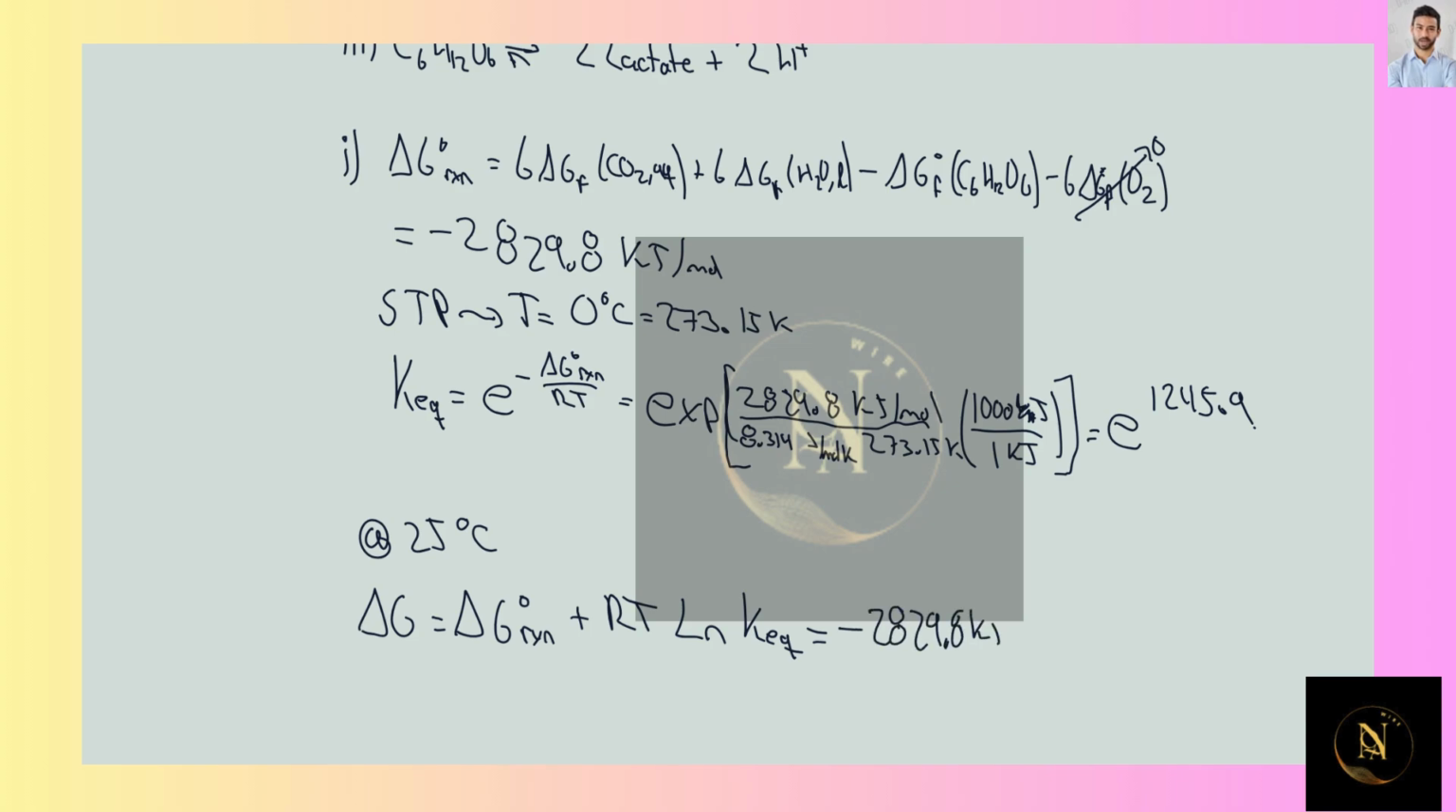So the result that we get is minus 2829.8 kilojoules per mole plus my constant 8.315 joules per mole Kelvin. I need to transform these joules into kilojoules, so I'm going to introduce a conversion factor that 1000 joules is equal to 1 kilojoule, multiplied by my temperature at 25 degrees Celsius. This is equal to 298.15 Kelvin. So let's put that value here.